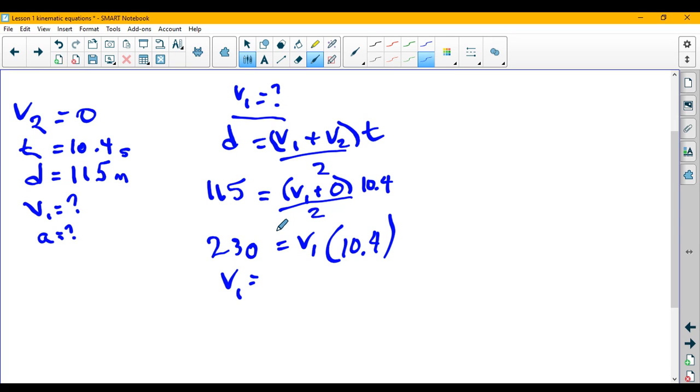10.4. So one of the things I also have to think about while doing this is sig figs, right? So sig fig wise, if you look at it, the 0 is infinite. There's an infinite number of sig figs, so it doesn't count. My other numbers were 10.4 and 115. Both have 3 digits. So I'm going to write down 3 digits. So I got 22.11. So that will be 22.1 meters per second. I know it's meters per second because it's a velocity, and I'm dealing with meters and seconds. So I'm going to stop there, and then the second video will explain how to find the acceleration.